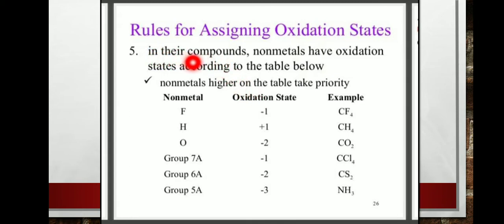Fifth point, in their compounds, non-metals have oxidation states according to the table below. Non-metals higher on the table take priority. Fluorine -1, hydrogen +1, oxygen -2, group 7A -1, group 6A -2, group 5A -3. For example, CF4, CH4, CO2, CCl4, CS2, NH3.